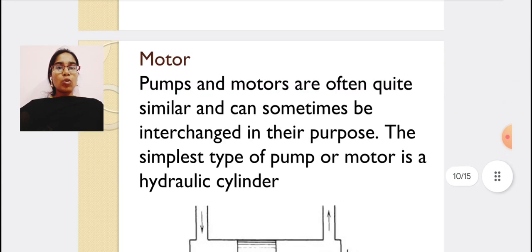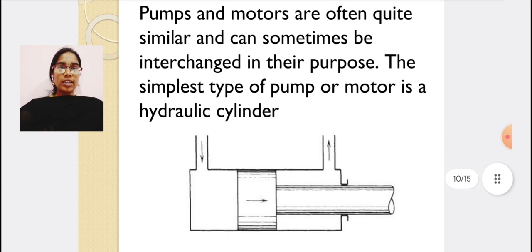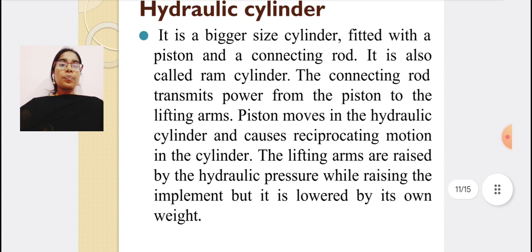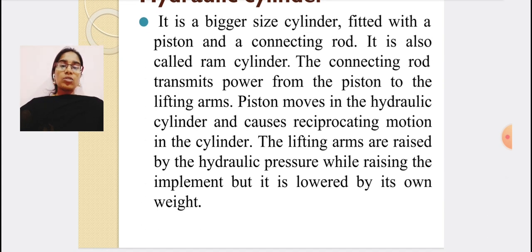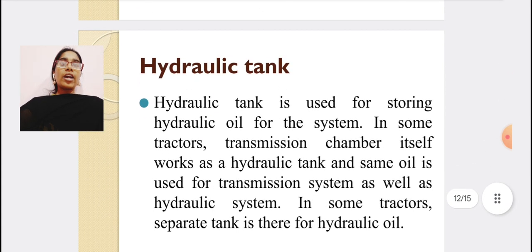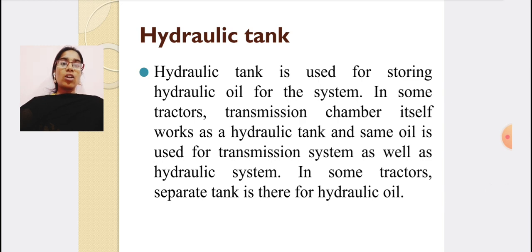Coming to the motor, pumps and motors are often similar and can sometimes be interchanged in their purpose. The simplest type of pump or motor is a hydraulic cylinder. A hydraulic cylinder is a bigger size cylinder fitted with a piston and a connecting rod. It is also called a ram cylinder. It transmits the power from the piston to the lifting arms, and the piston moves in the hydraulic cylinder and causes a reciprocating motion. The lifting arms are raised by hydraulic pressure while raising the implement, but it is lowered by its own weight.